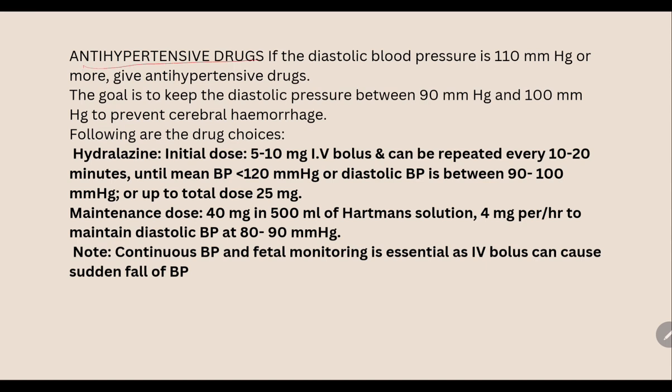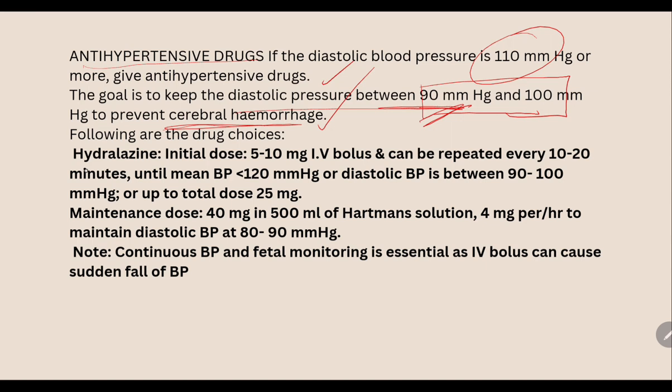Now, antihypertensive drugs. If diastolic blood pressure is 110 mmHg or more, give antihypertensive drugs. The goal is to keep the diastolic blood pressure between 100 and 90. You can never reduce below 90. Okay, that will decrease the fetal perfusion. So, prevent cerebral hemorrhage. That is what we need to know. If it is going beyond 110, there is chance for cerebral hemorrhage.